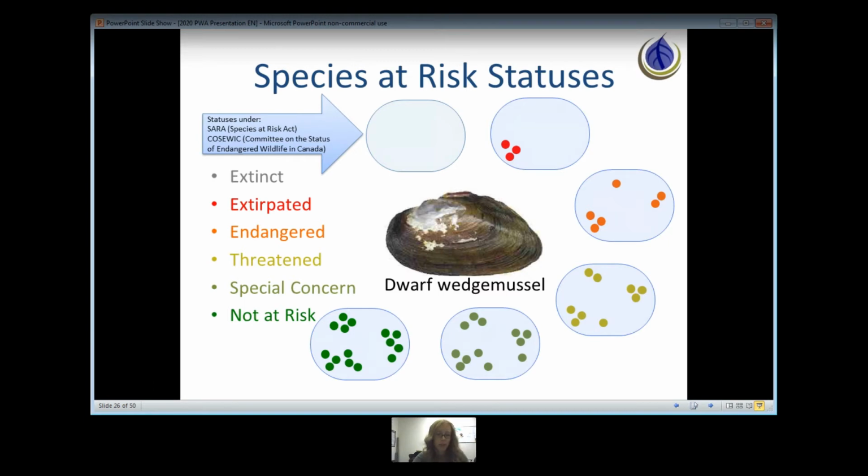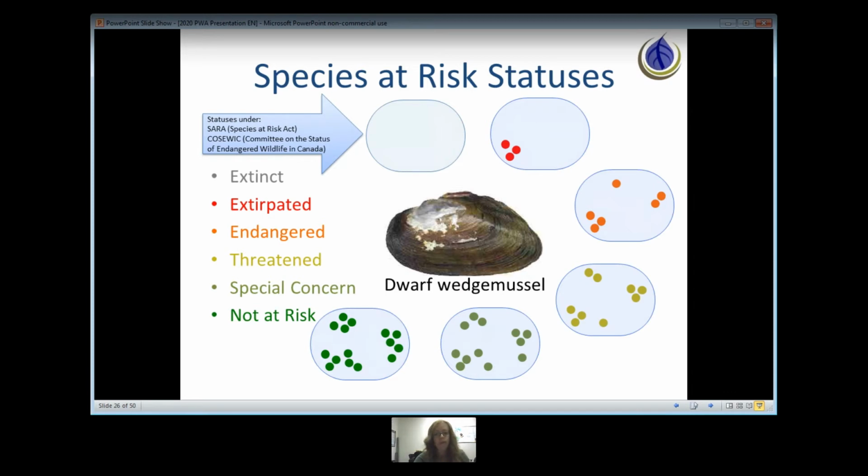This is just an example, so these are species at risk statuses through SARA and COSEWIC. So we have different levels of risk, extinct being the first one, so completely wiped out from our planet. But we also have extirpated, that can be wiped out from a country but still exist in another country. And of course, we have endangered, threatened, special concern, where we start seeing population kind of decrease, and of course not at risk at all.